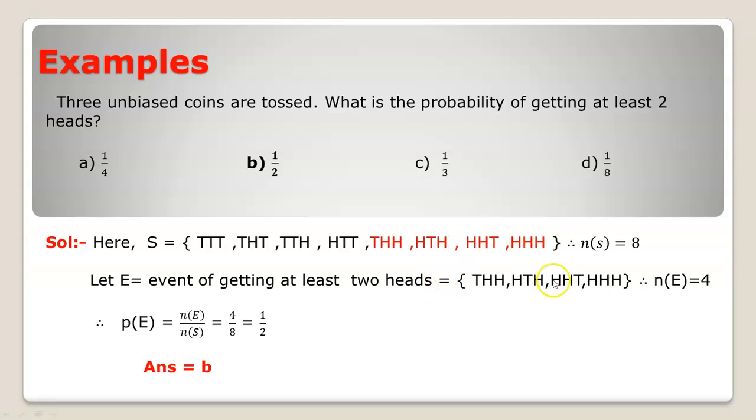That's why only 4 points are selected, so n(E) is equal to 4. Therefore, by using the formula of probability, P(E) is equal to n(E) upon n(S), which equals n(E) is 4 divided by n(S) is 8, which equals 1 upon 2, and option B is the correct answer.